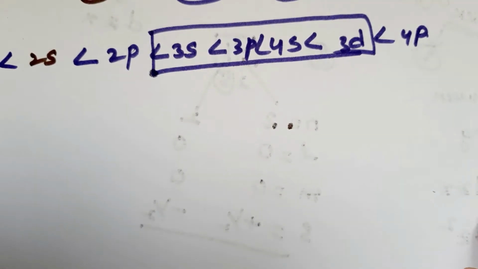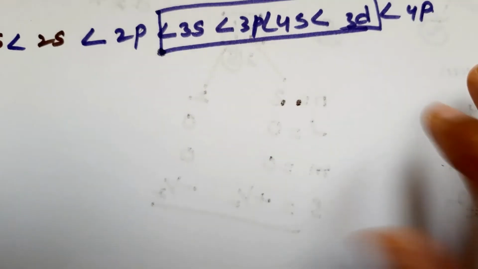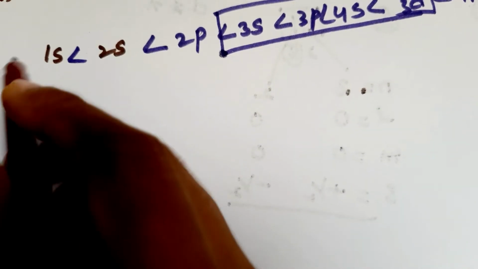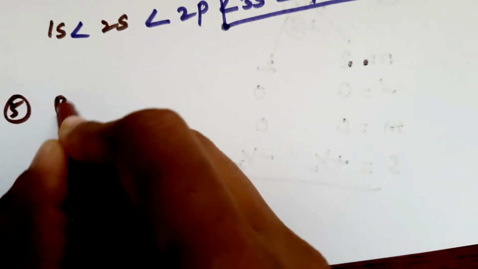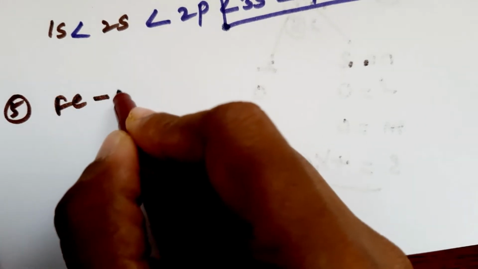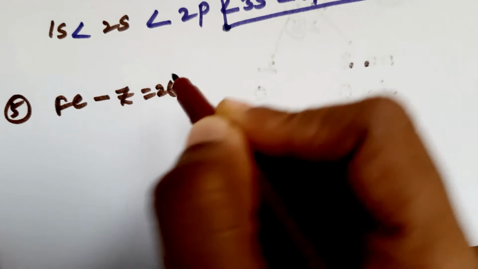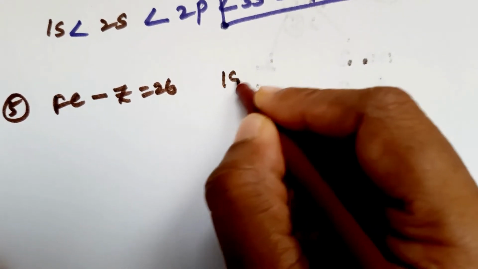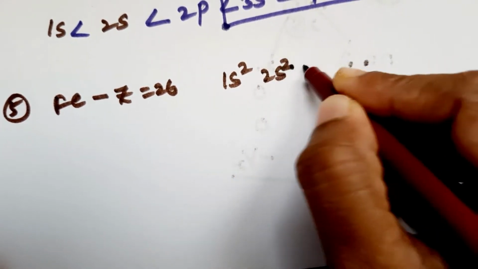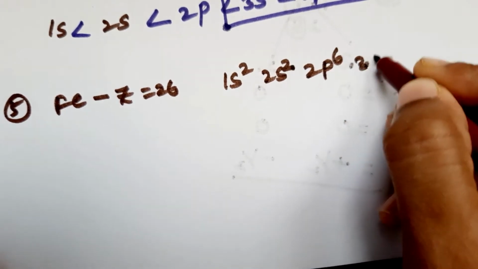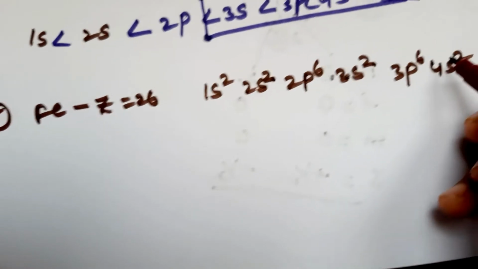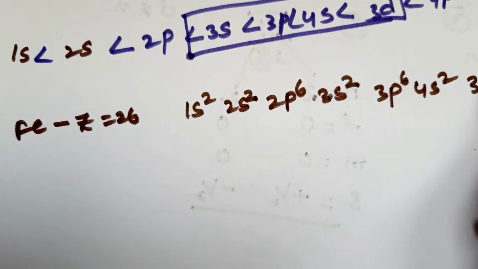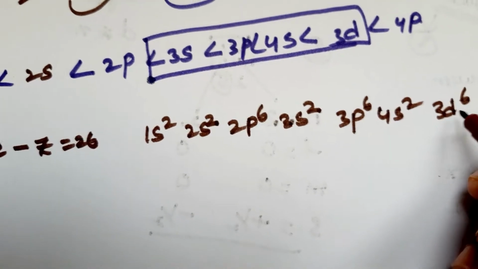First of all, write the electronic configuration of iron, Fe. This is the fifth solution. Fe electronic configuration, Z is equal to 26. Here the electronic configuration is 1s2, 2s2, 2p6, 3s2, 3p6, 4s2, 3d6.